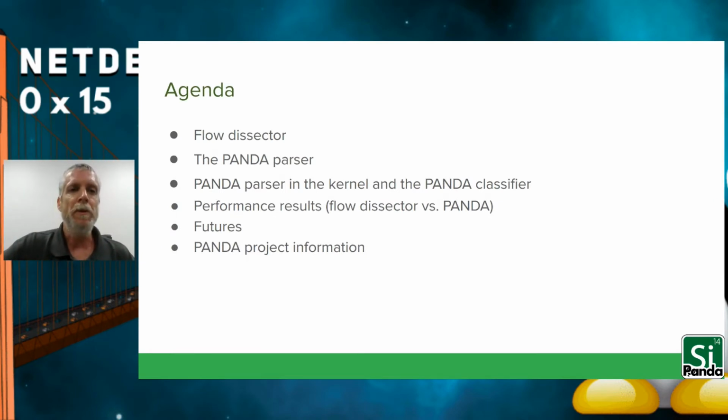The agenda for today's talk: first we'll go a little bit into the background of flow dissector, cover some of the basics of the PANDA Parser, then we'll show how we put PANDA Parser into the kernel and created the PANDA TC classifier. After that, we will show some performance results comparing flow dissector and PANDA. Following that, we will look at some of the future, some of the different directions that we might be able to take, and we'll end with providing some PANDA project information.